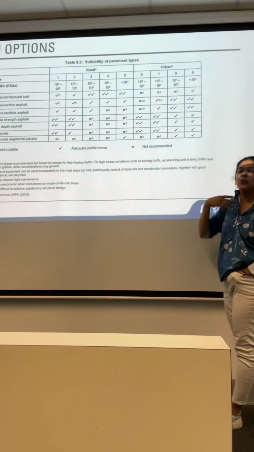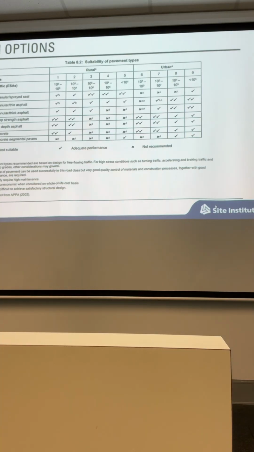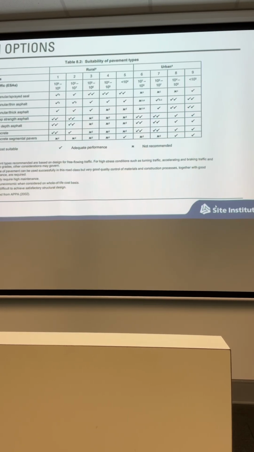So that chart will help us get an idea of which one will be the most suitable option. If I know how much traffic I'm going to have, I check and say, this is the best one, and then I follow that to design my pavement composition. Do you have any questions? No?